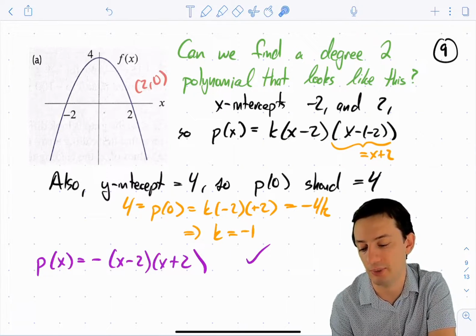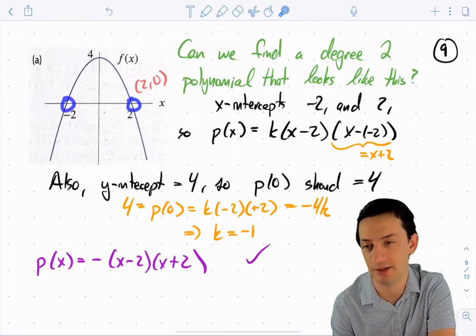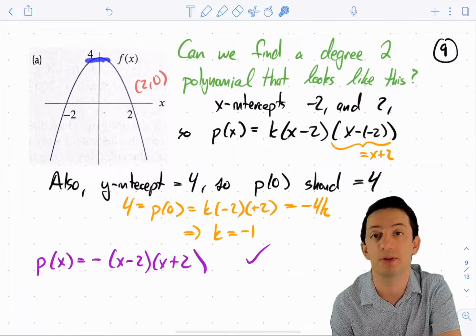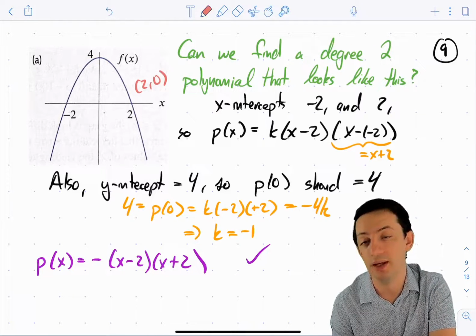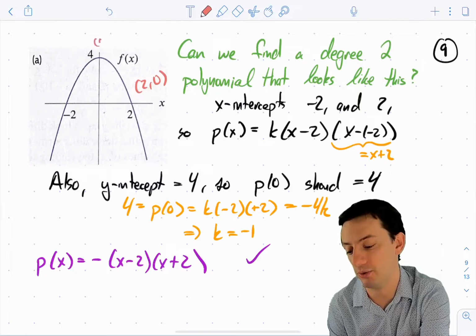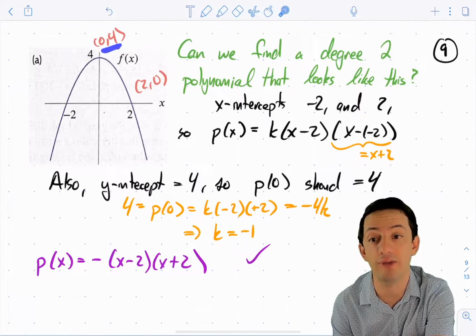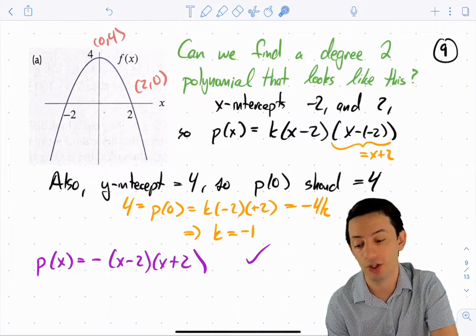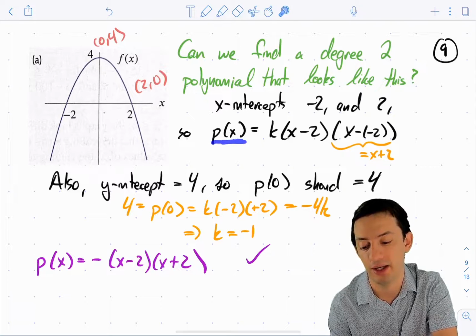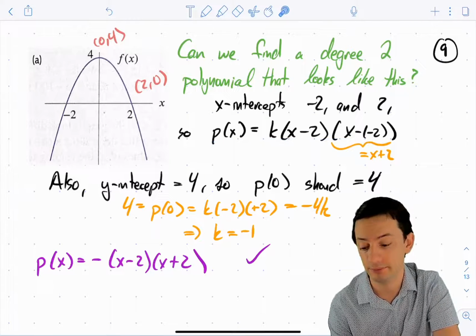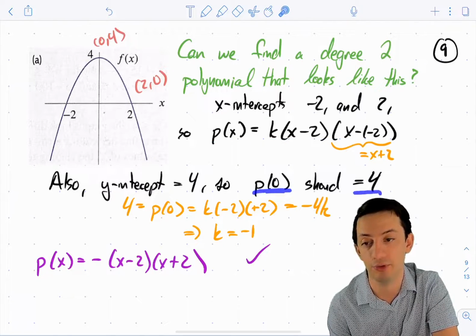Well, we used the information of this x-intercept and that x-intercept, but information that we did not use yet is the y-intercept of 4. So this is the point (0, 4). When we say (0, 4) is on the graph, that means when you plug in 0, you have to get 4. So let's plug in 0 for x into this almost complete answer, and we know that we should get 4, and that will let us solve for k. So p(0) should equal 4.